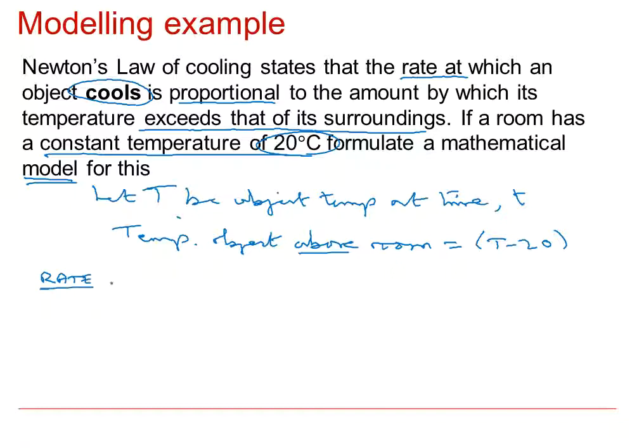So the rate at which the object is cooling. So now we're talking about rates of change. So the rate of change of temperature is going to be capital T by dt for time. And we know that the rate of change of temperature is proportional to the temperature of the object above the room temperature. But we also know that the object is cooling down. So dT by dt I'm going to make minus k(T minus 20).